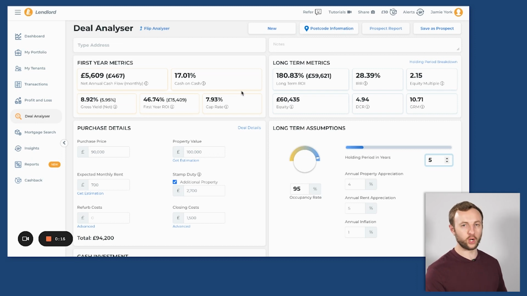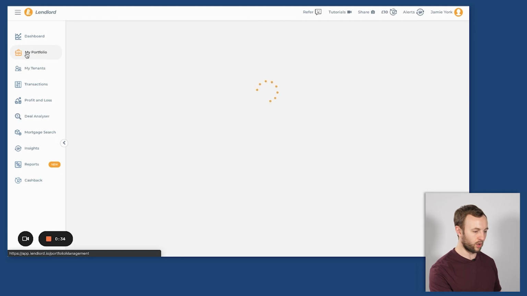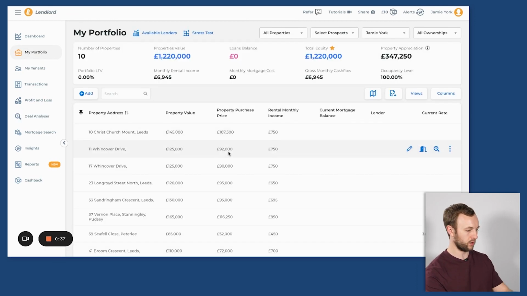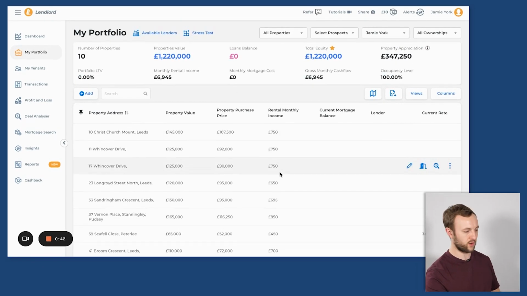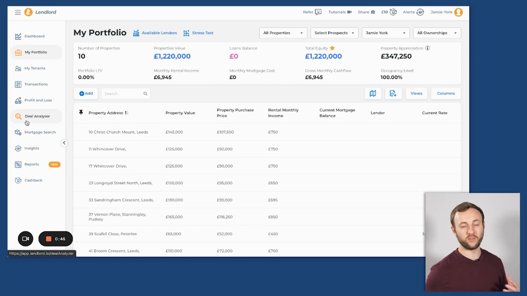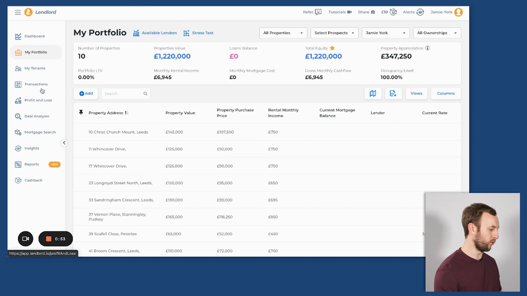I'll do some more videos on this so you can go back and watch the others prior to this, but it breaks down the deal analyzers and everything like that. There's a lot to do with Lendlord that really breaks it down: profit and loss statement, transactions, tracking all of your tenants, building your portfolio in there. I used this as a dummy account prior, so I'll just show you that quickly. These are 10 of my properties, the property values, purchase prices, rental income, stuff like that. But it also links you up with a lot of lenders, so it's kind of like an Equifax or credit expert, if you like, for your property portfolio.